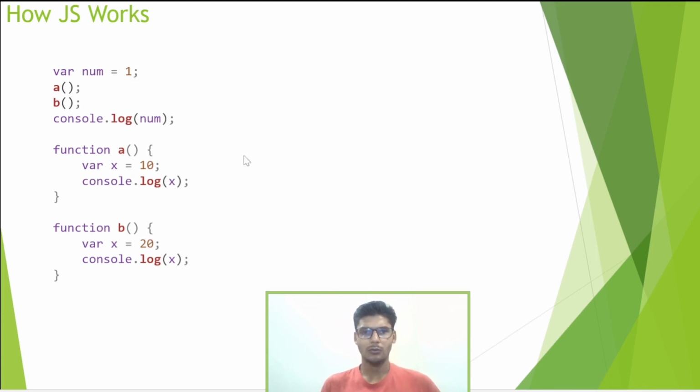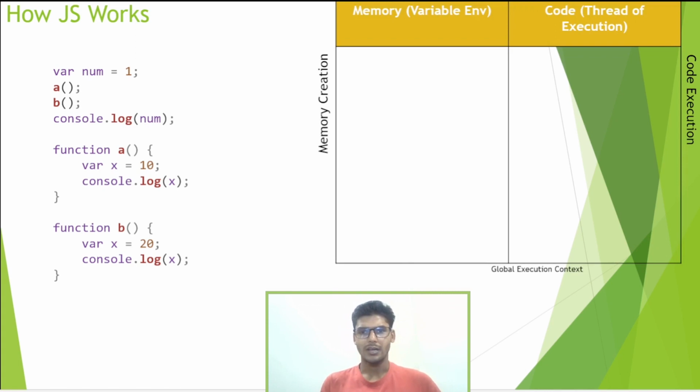Okay, so this is the code snippet. We'll see how it's working. Whenever JavaScript code starts compiling, two blocks are created. One is memory creation, another is code execution. This is inside the global execution context. And immediately one call stack is also created, and this global execution context is pushed inside this call stack.